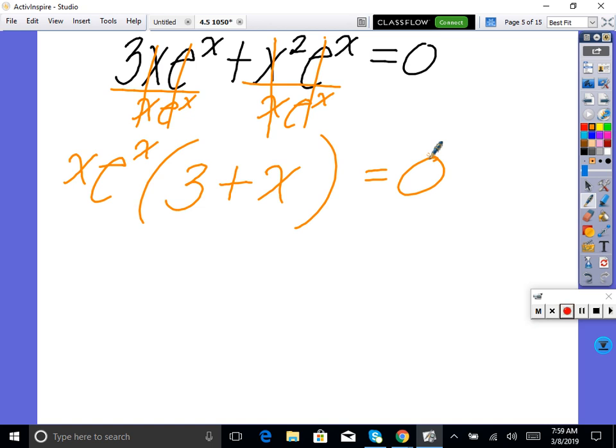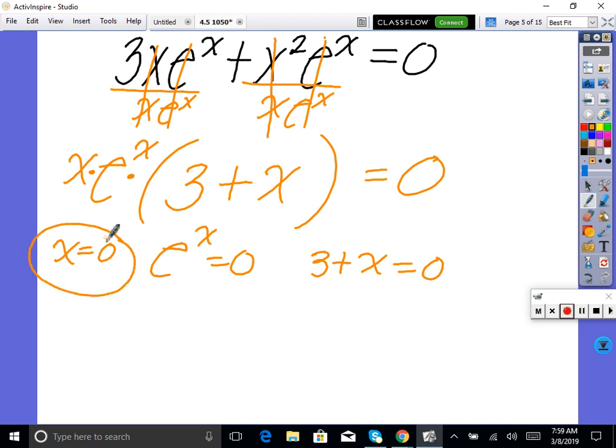Okay, let's think about this. Now guys, careful here. These are different factors. Does everyone see? So we actually have to set 3 things equal to 0. So we have x equals 0, e to the x equals 0, and we have 3 plus x equals 0. We have 3 factors technically. Now solve for x. X equals 0 is already solved for.